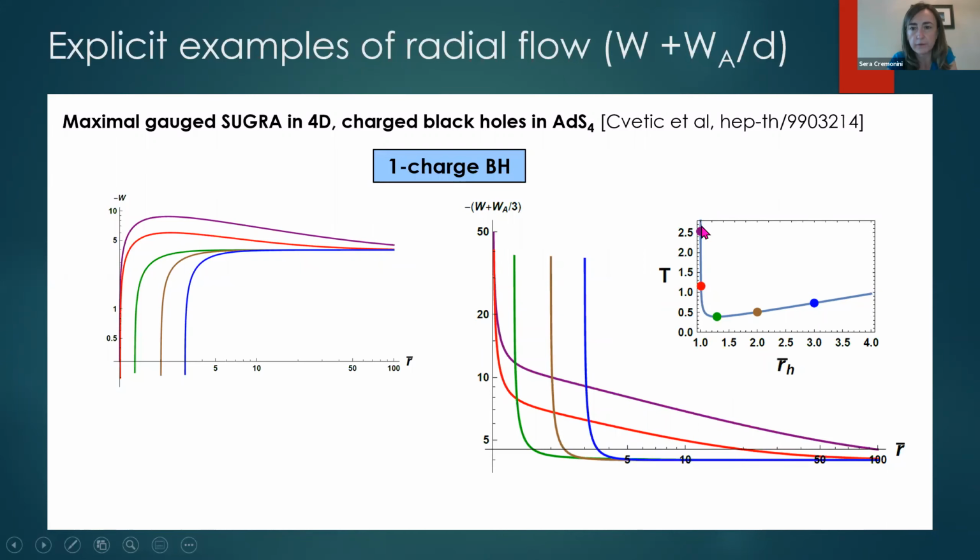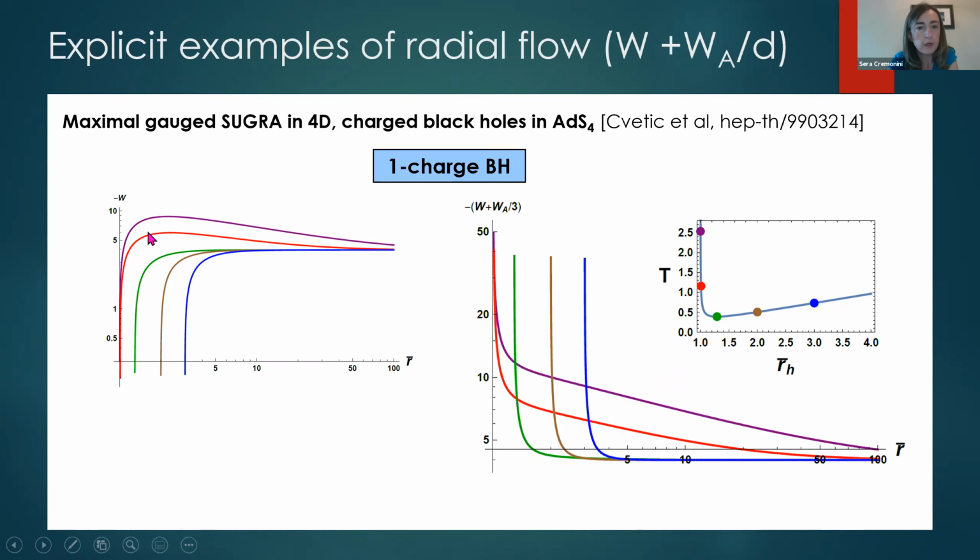So these are solutions that correspond to a small horizon radius. And then you have solutions over here that correspond to larger horizon radius. So let's say small branch, large branch. Now notice that this is the quantity, W plus WA over the number of boundary dimensions. This is the quantity that is always monotonic for Einstein scalar theories, but also appears to be monotonic in all these solutions with a gauge field, while W is not.